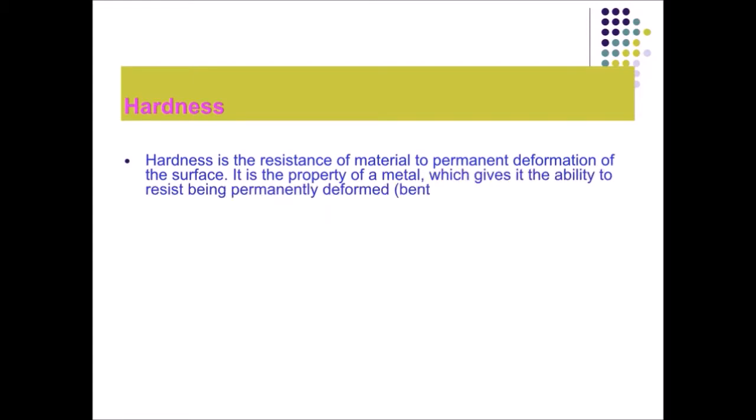It is a property of the metal which gives it the ability to resist permanent deformation. So when we have some material or workpiece, it can be permanently deformed. This deformation we can reduce if we give hardness to the material. So hardness is that property of the material which gives it the ability not to be permanently deformed.